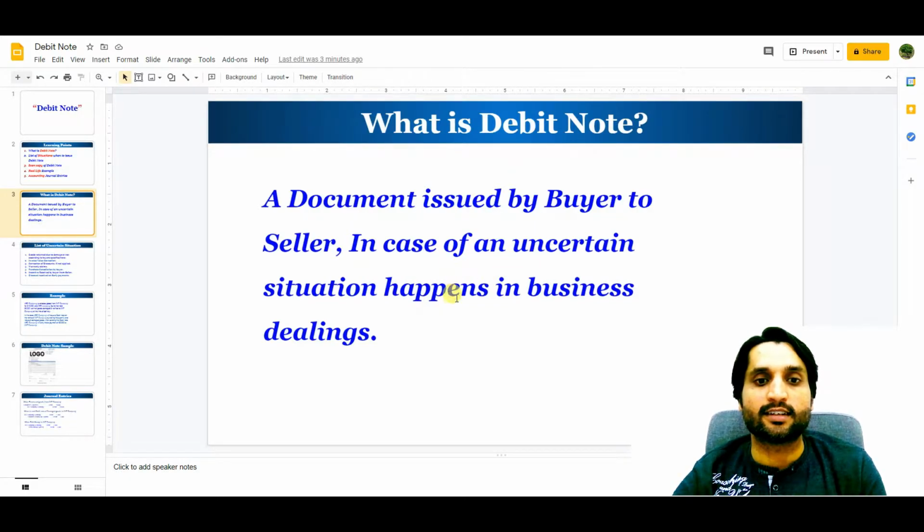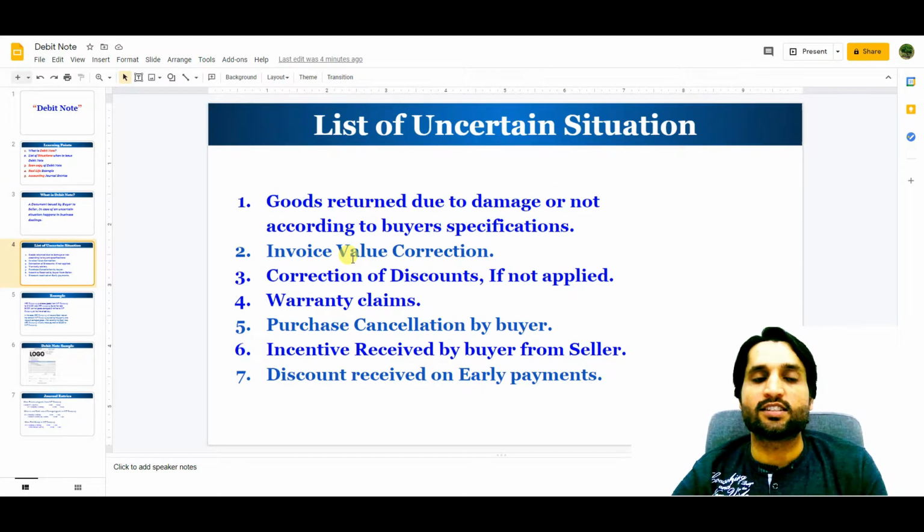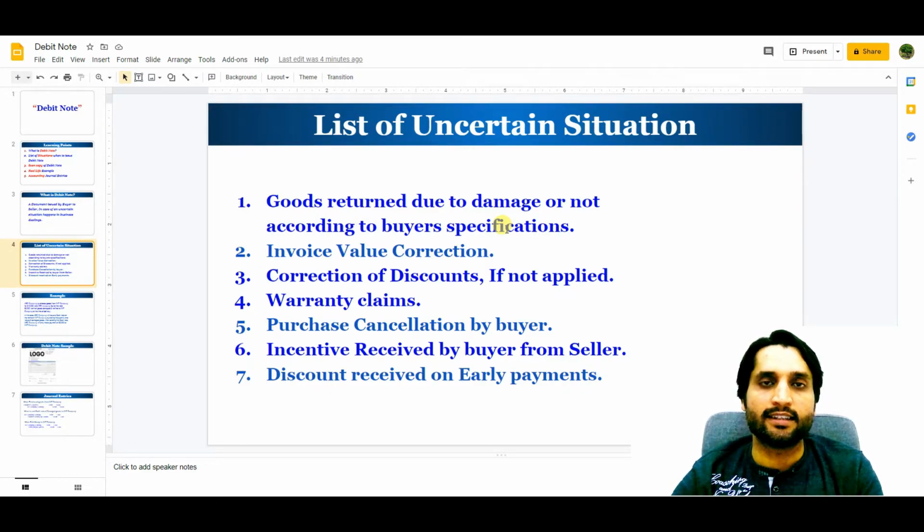Let's see what the uncertain situations are when we issue a debit note. The list of uncertain situations involves goods returned due to damage or not according to the buyer's specifications. We receive the goods, but those goods are not according to our requirements, or some of the goods are damaged. So we need to issue a debit note to the seller that this quantity of goods with this value is not according to our requirement, or these are damaged, so we are going to return these goods to your warehouse.